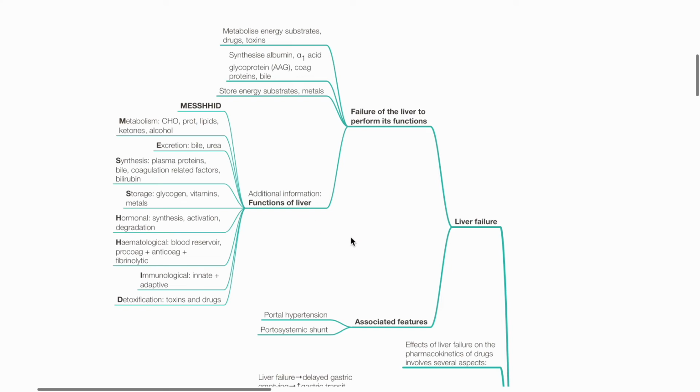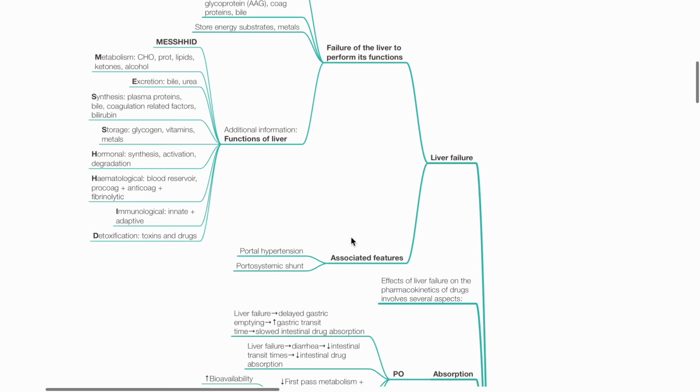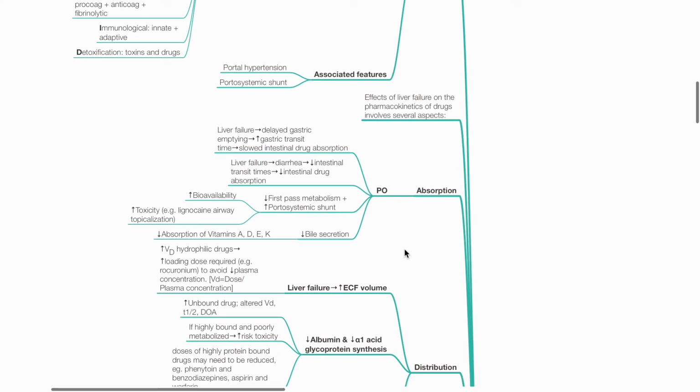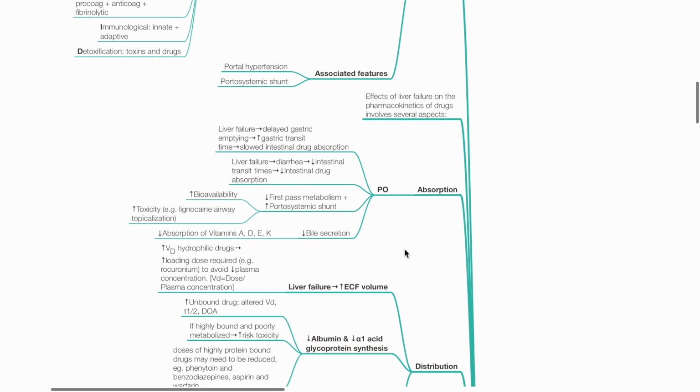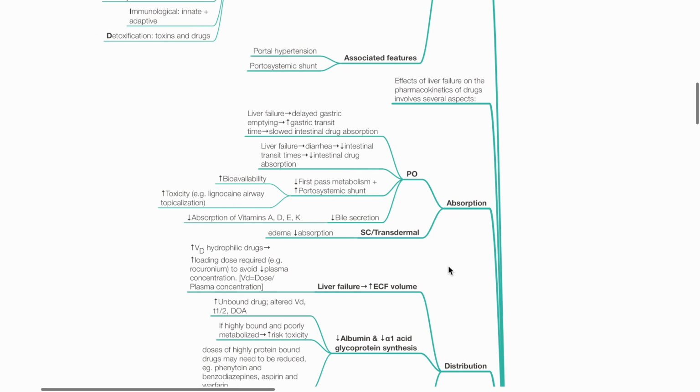Associated features of liver failure include portal hypertension and portal systemic shunts. Effects of liver failure on pharmacokinetics of drugs. Absorption. For drugs administered via oral route, liver failure results in delayed gastric emptying, increased gastric transit time, and slowed intestinal drug absorption. Liver failure may result in diarrhea. This reduces intestinal transit times and reduces intestinal drug absorption.